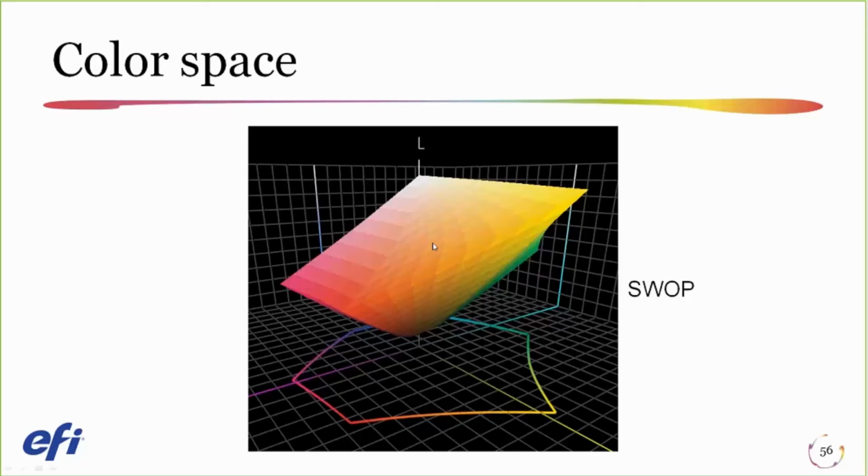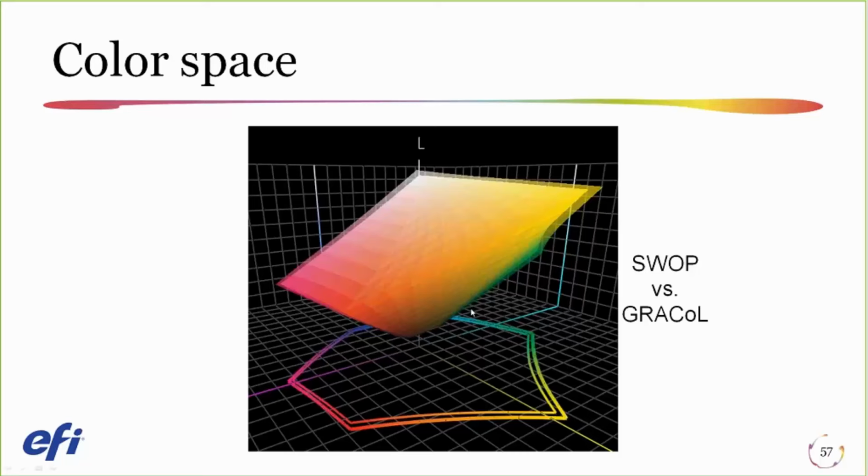ColorThink is a program from Steve Upton's company Chroma. And you can see at the base here the size of the gamut of the color space. This is kind of the maximum perimeter of the color space. Now let's take a look at Grackle overlaid. Grackle is a little bit larger. So Grackle contains all the color that Swap does, but Swap does not contain all the color that Grackle does.